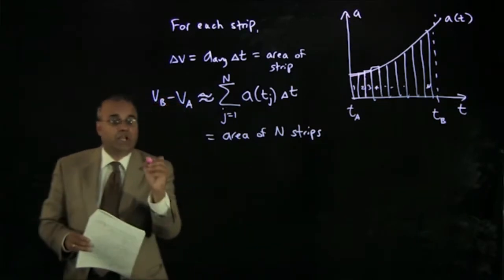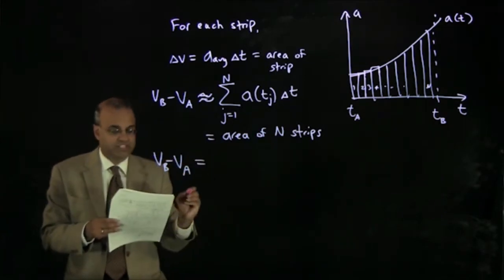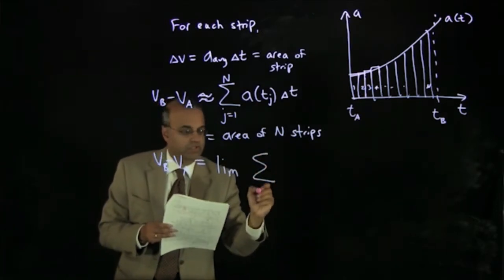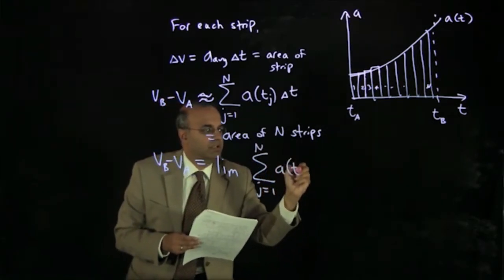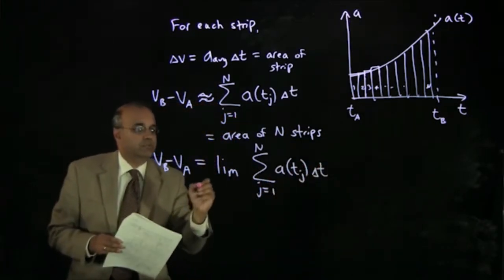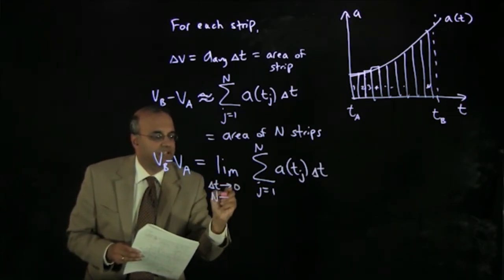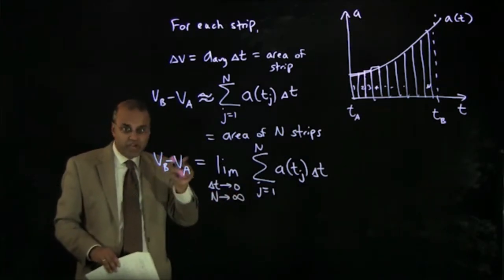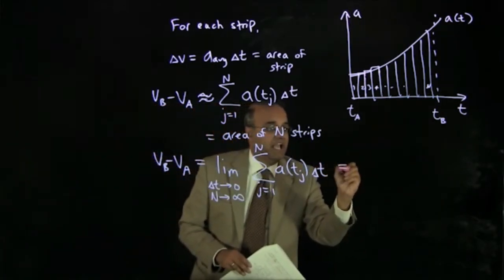So to make this exact, what I would write is that the change in velocity from time a to time b is equal to the limit of the sum from j equals 1 to n of the acceleration at time t sub j times delta t. And we want to evaluate that limit as delta t goes to 0, or equivalently as n, the number of rectangles, goes to infinity. Okay? Now, this is a very important expression, and we have a special way of writing it. We can also write it as an integral.